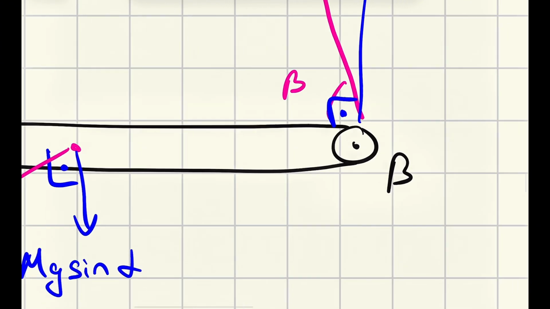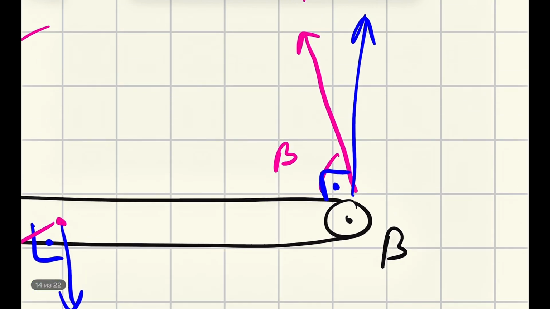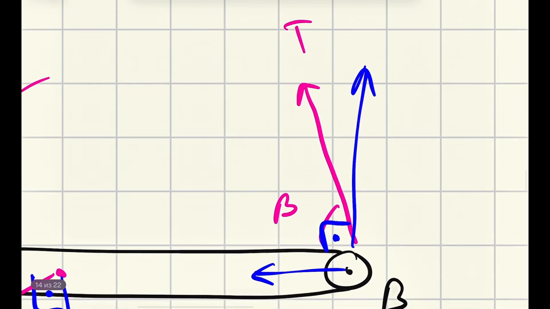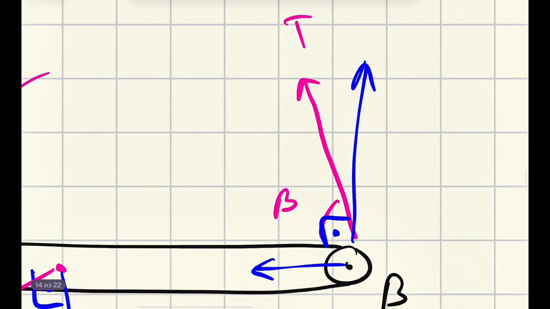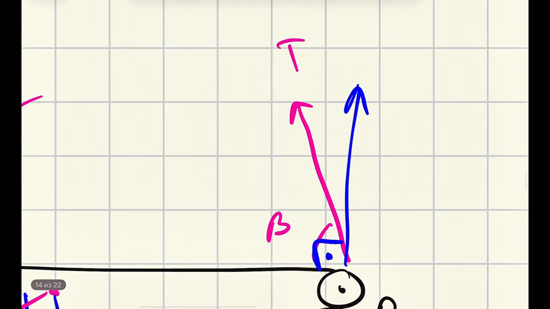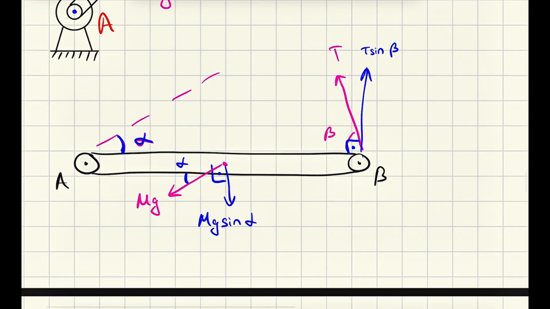Okay, good. What about this case? This would be much easier because this would be adjacent, which means that this would be T cosine, but we don't need that T cosine. Instead, we need T sine. T sine alpha. T sine beta. Yeah, I'm sorry. Yeah, pretty good.